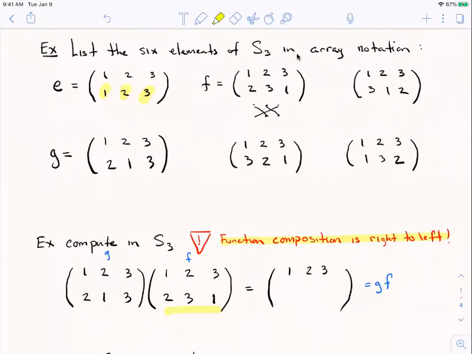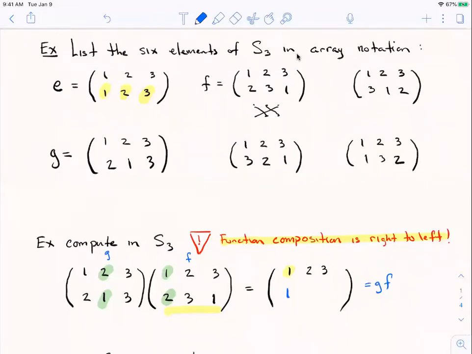So looking at this input 1, I have to see where it goes under the composition. So let's just follow it. The first function to go here is F, and F sends 1 to 2. That's what that array notation means. So that 2 then is going to get plugged into G. So I'm looking at the top row in G, that's a 2, and I see that it gets sent to 1. So when it's all said and done, the 2-step process sends 1 to 1. You can stop the video and see if you can fill the rest in. I'm just going to say them.